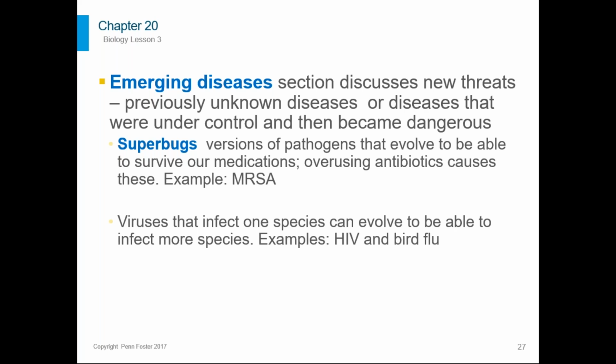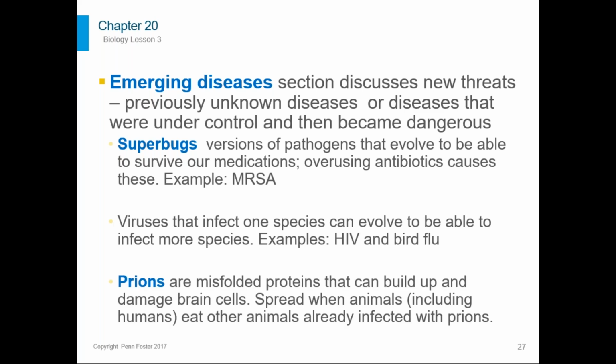Another example of an emerging disease would be viruses that infected one species, and then the virus evolved to be able to infect more species. So remember, viruses have to interact with the proteins on your cells, so normally they're pretty limited. There's only one species or a few species that they can infect. But as the virus evolves, it might be able to interact with different proteins. So examples of this would be HIV, that once infected other primates but couldn't infect humans, but eventually evolved and became able to infect humans. And bird flu, which did the same thing. It affected birds, and now it can also infect humans.